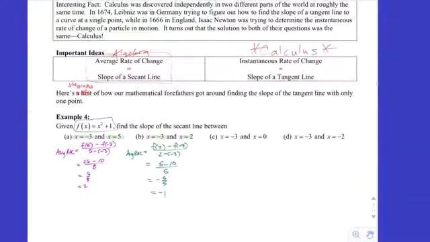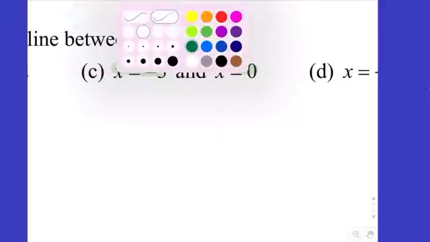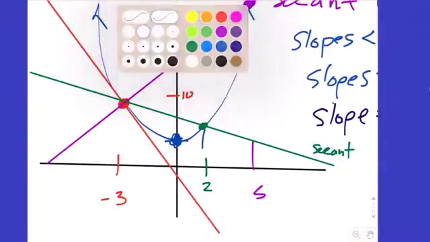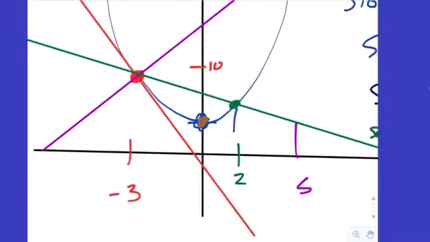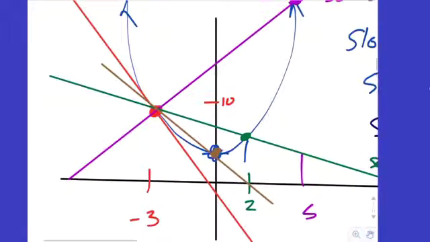Let's choose a point that's even closer to negative 3 than 2. Let's try 0. Right? So let me pick a flavor for that. Let's use brown. So there's 0, right? So now if I draw that secant line, that's going to look like this. I got to move it. Okay. There we go, something like that. That brown line is now going to be a better approximation of the red line than the green one was, yes? You see how it's getting a little bit closer?